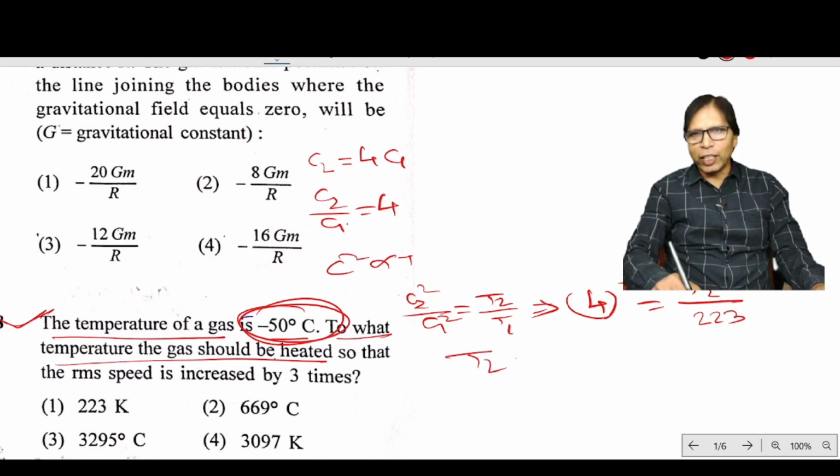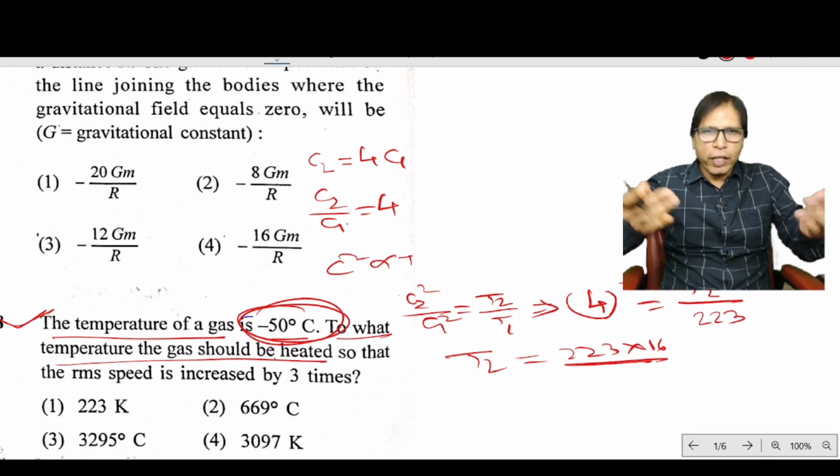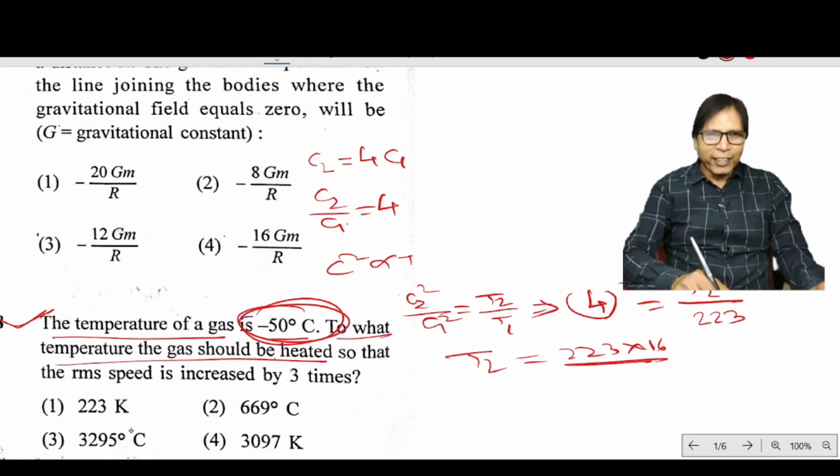So look at this, T2 equals 223 into 16. So this is 3200, this is more than 3200. Now look at this, this option is correct. Okay, this is not correct.